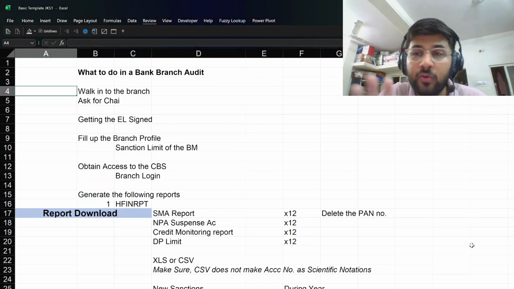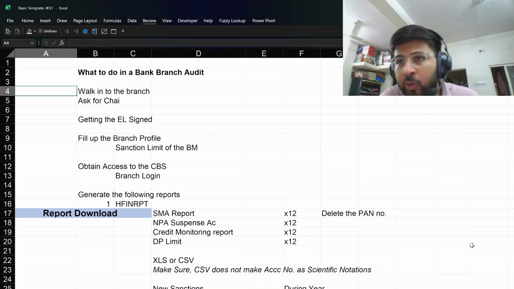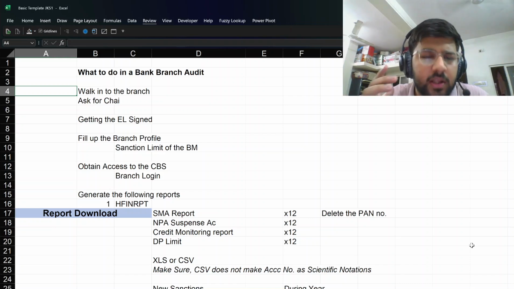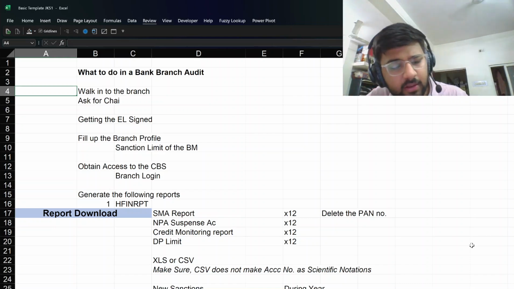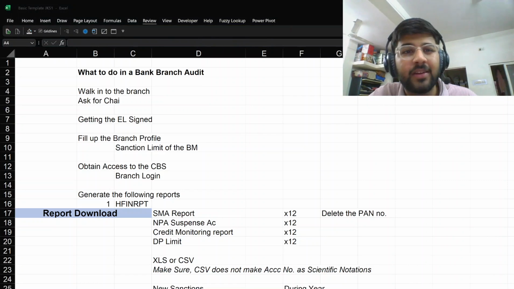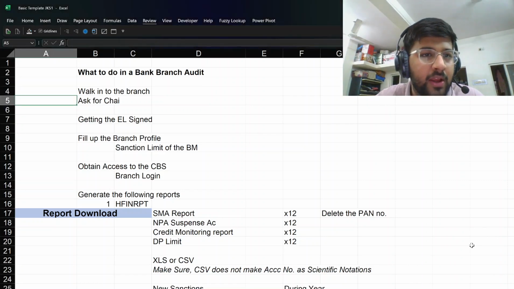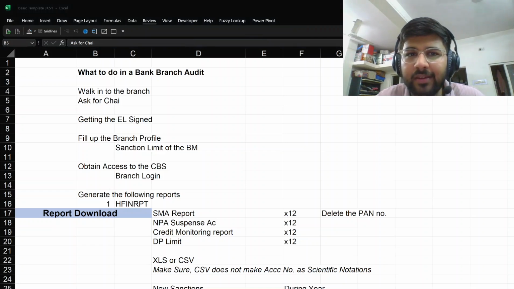The first thing to do is to identify where the branch is. You put it on Google Maps and you go to the branch. You walk into the branch, you ask for chai. You meet the branch manager, they will ask you, Sir, thanda lenge garam. You would always answer by saying, Sir, chai please, because you don't want to feel sleepy, because banks usually have the coldest AC.